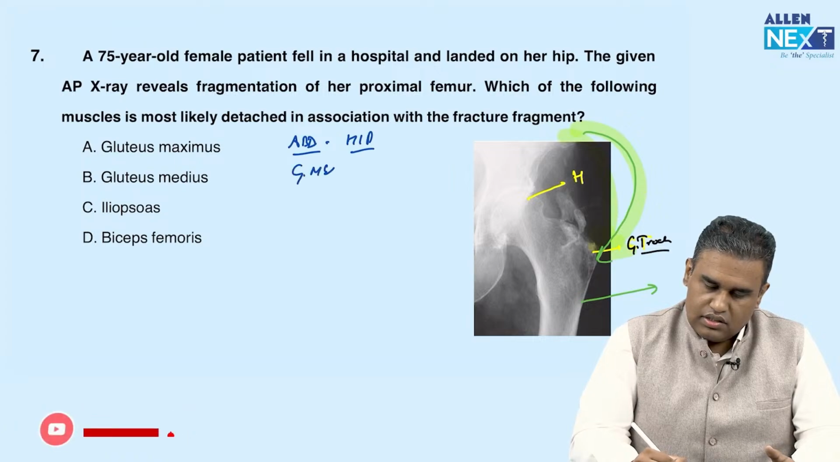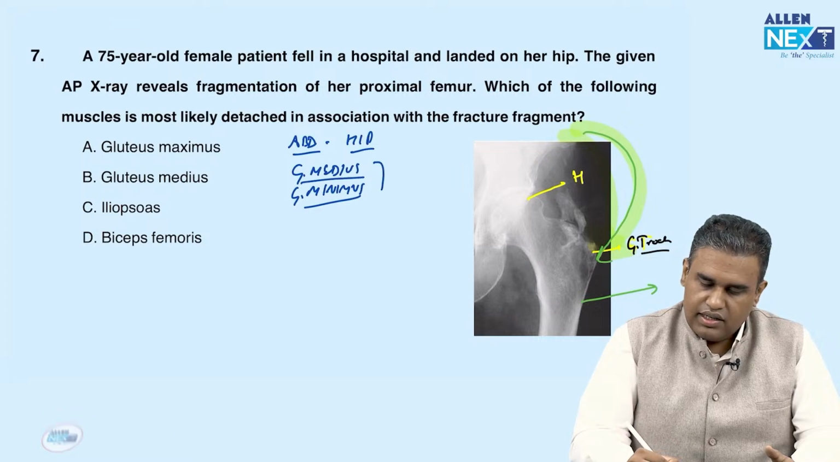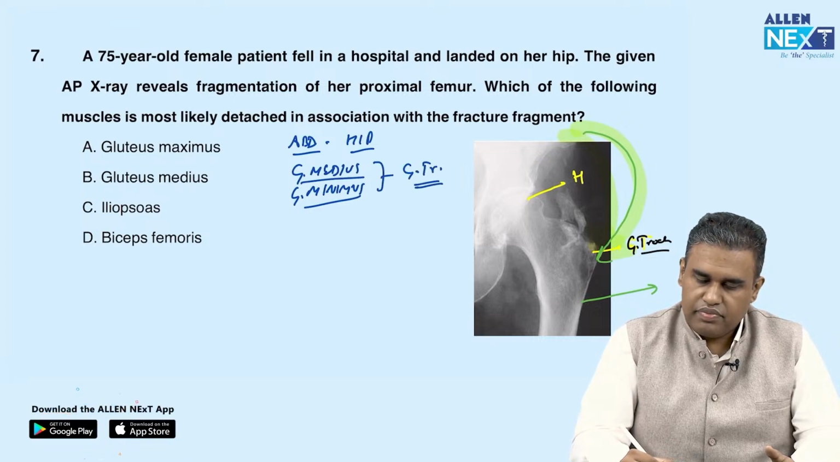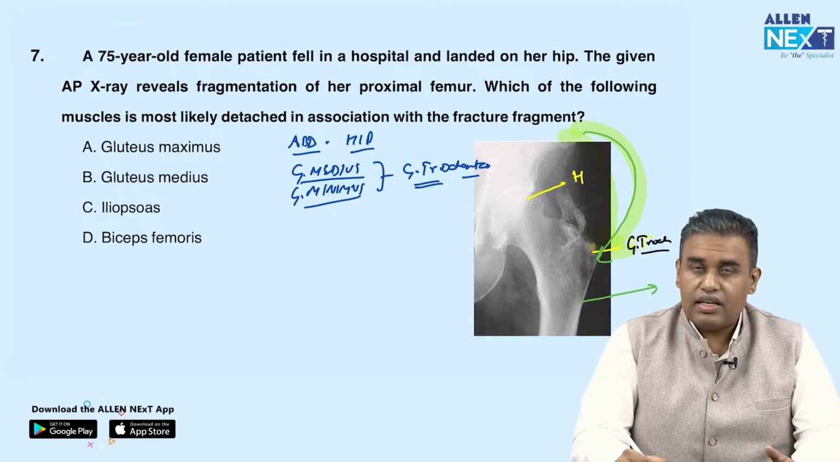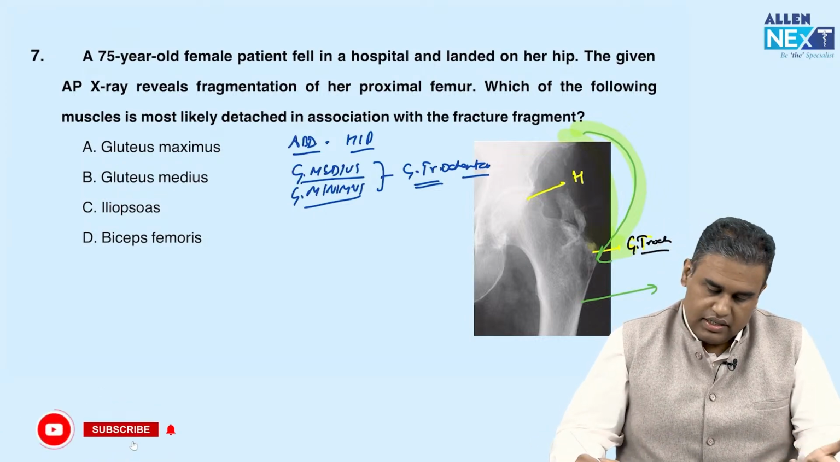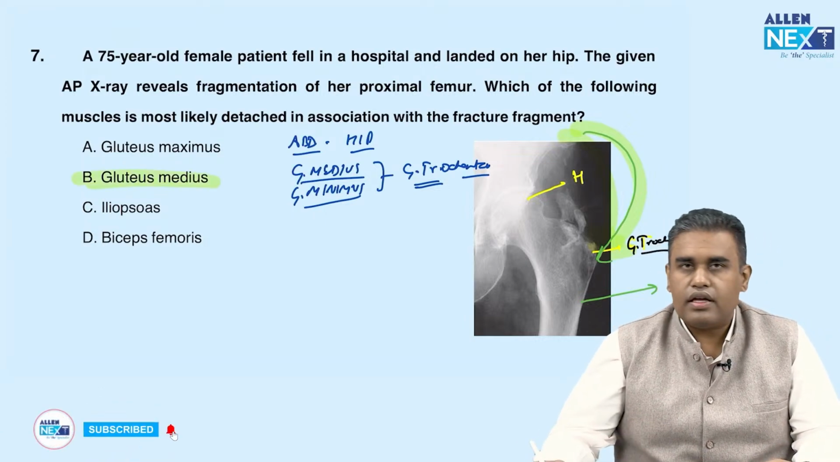They are the gluteus medius and the gluteus minimus, mainly these two muscles. And are they attached to the greater trochanter? Answer is a big yes. Attached to the greater trochanter, yes, on the lateral aspect. Are they one of the options? Let us see. Definitely option B is the answer over here.